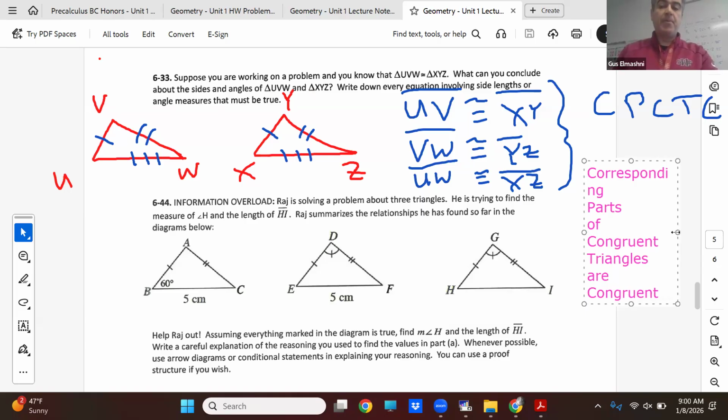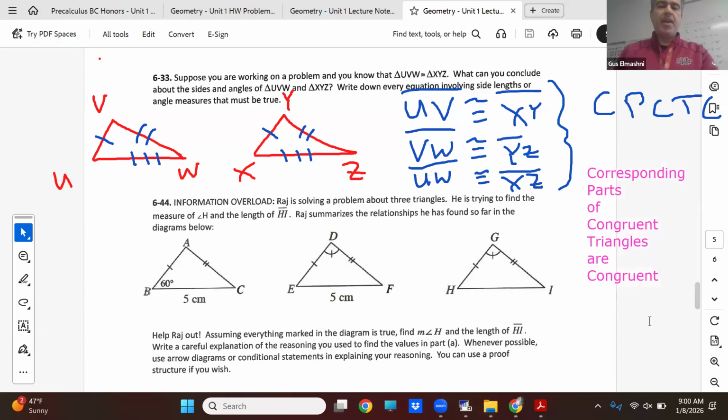There's something similar for similar triangles. It was corresponding sides of similar triangles are proportional, CSSTP, and the other one was corresponding angles of similar triangles, CASTC. But if you look at it, it's a bit of an acronym in a way. C P C T C.